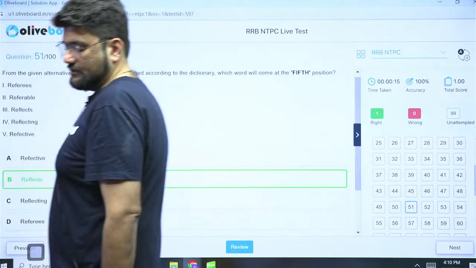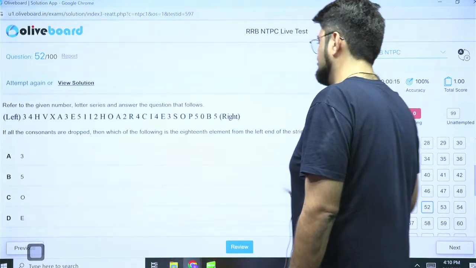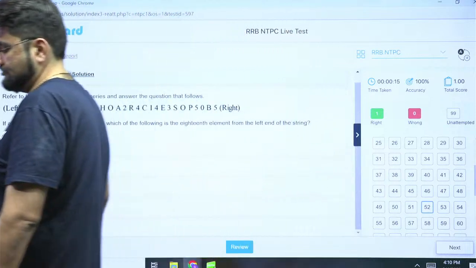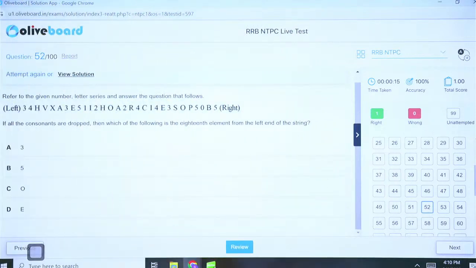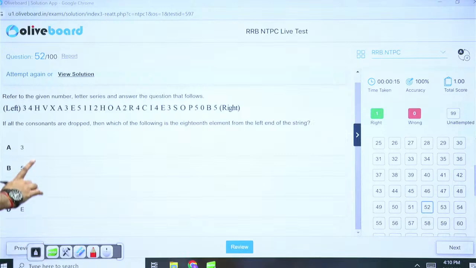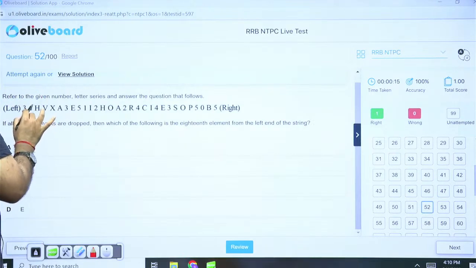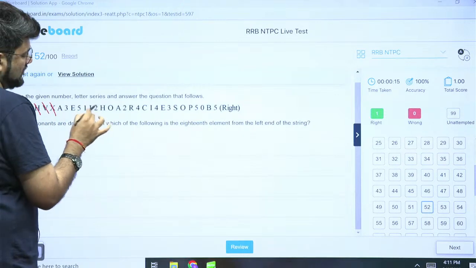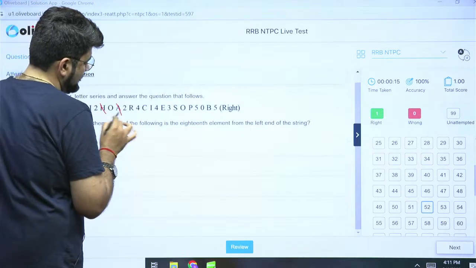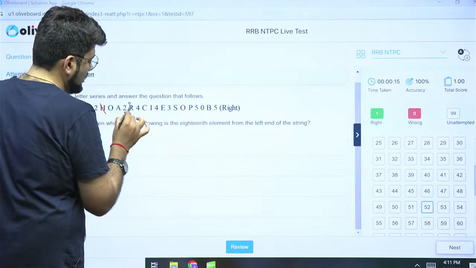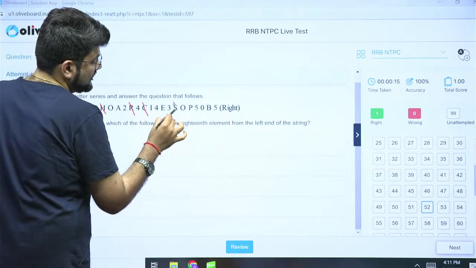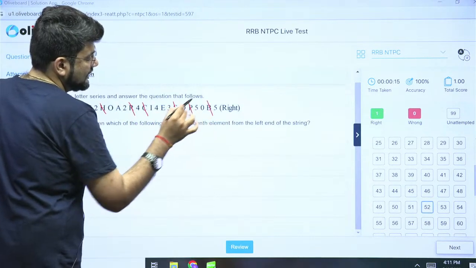51. We have 52 then. Oh, interesting question. Very interesting. You first have to drop the consonants. You will have to drop them. There is no direct option otherwise. So 1, 2, 3, 4, 5, sorry, 4, 5, 6, 7, 8, 9.